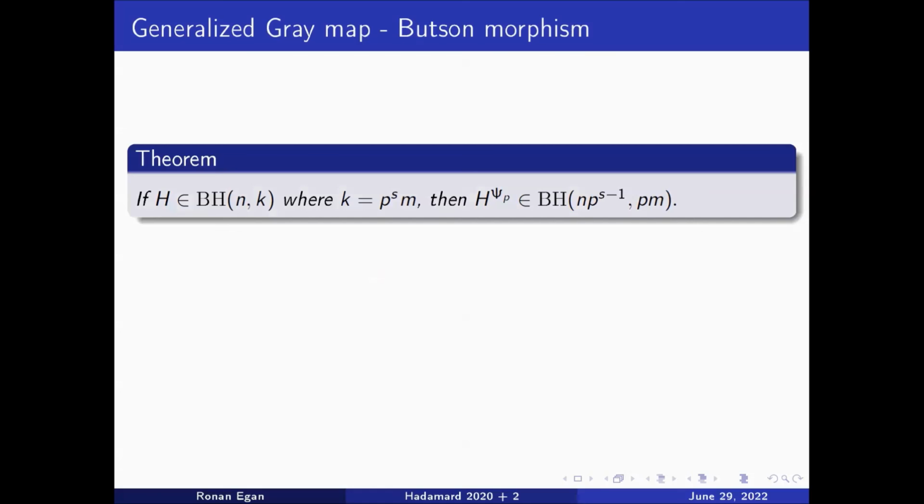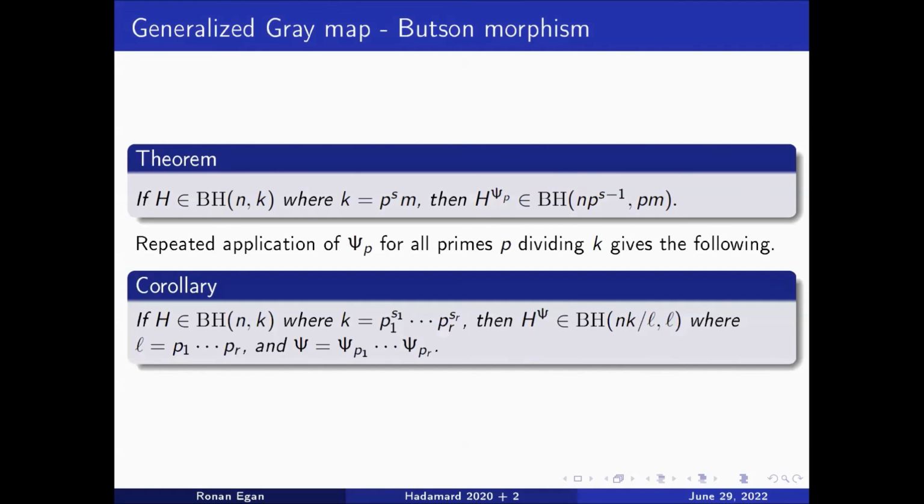And because this map depends on p, if you want something completely general, just do it for every prime that divides k and do it repeatedly, and you get this map here. So this is completely constructive. If you have any Butson matrix n by n over the kth roots, you just apply this map for every prime that you can, and you get something where you've inflated by a factor of k over l, but you've also divided the phase by that exact factor, which is nice.